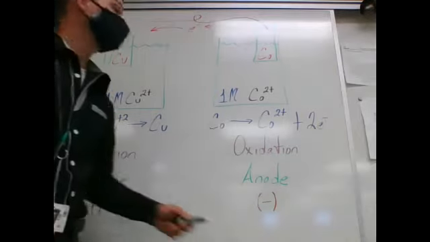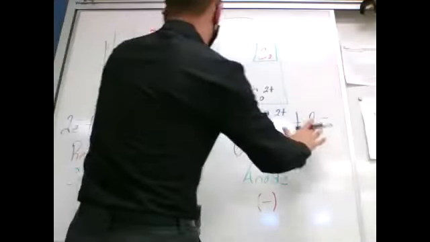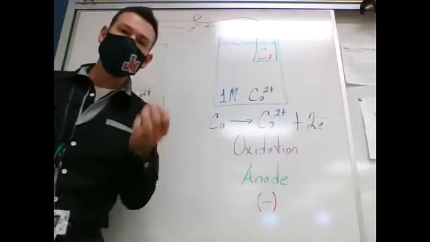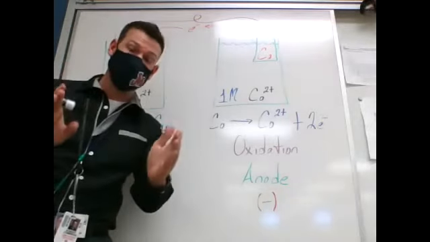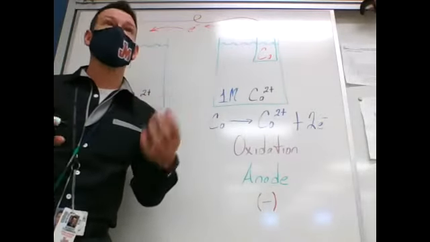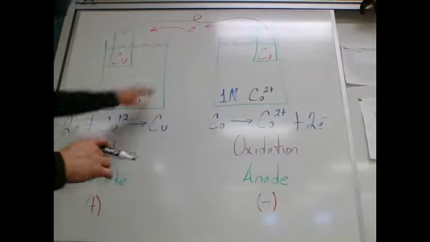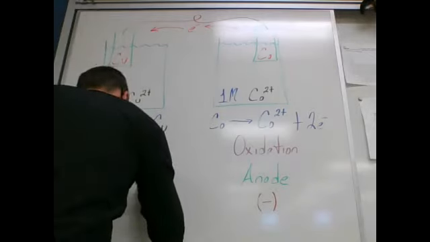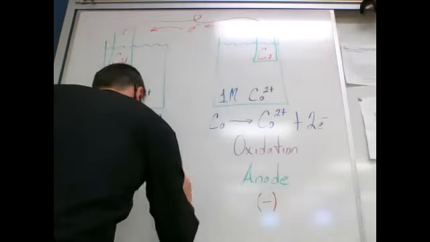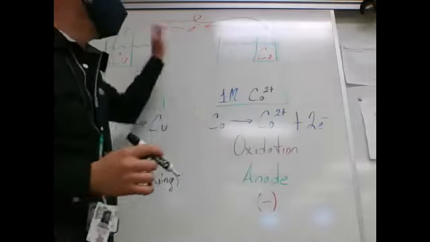Number 11. Since electrons are always traveling from anode to cathode, we can predict a change in size of both electrodes. Over the course of the reaction, the cathode that is receiving particles is going to be growing, whereas the anode that is losing particles is going to be shrinking.